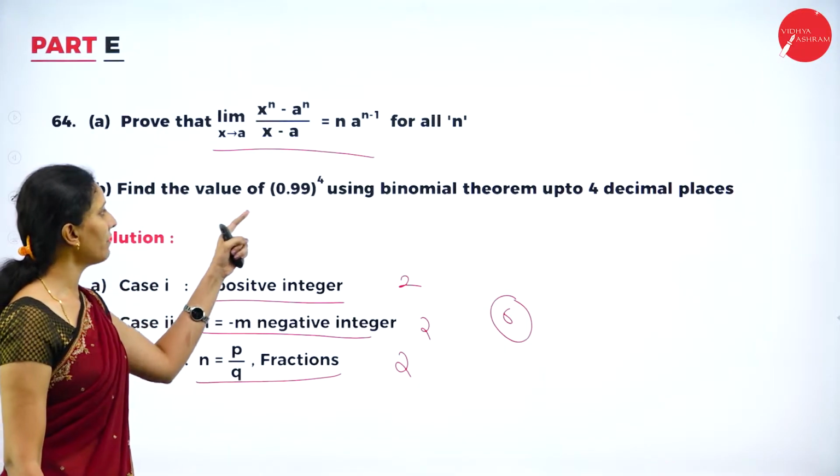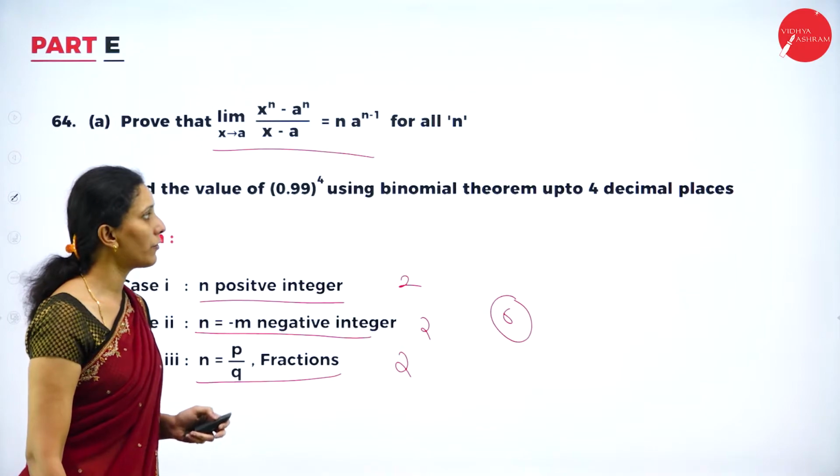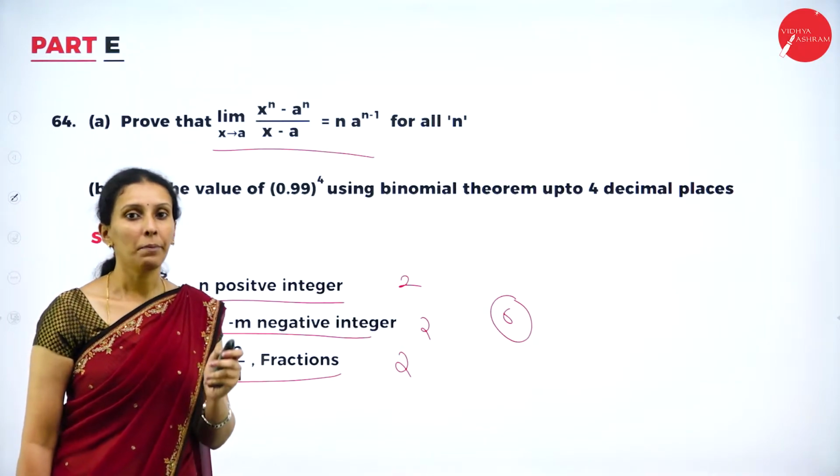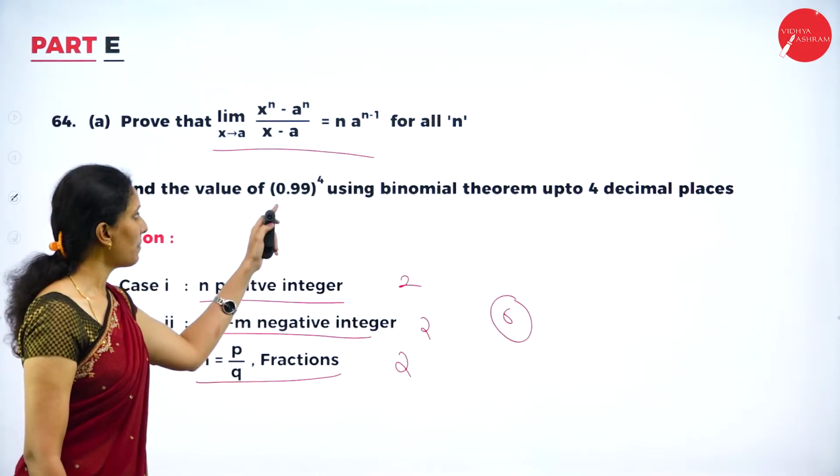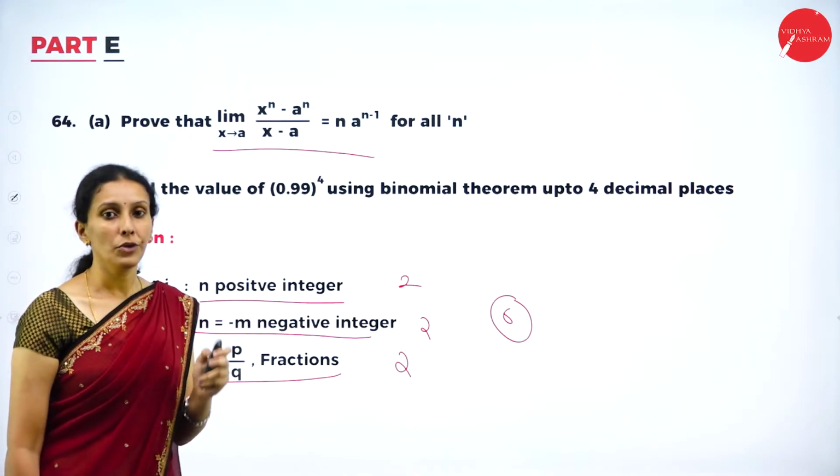We have to find the value of (0.99)^4 using binomial theorem up to 4 decimal places. Expand this numerical using the binomial theorem. What is the binomial theorem?